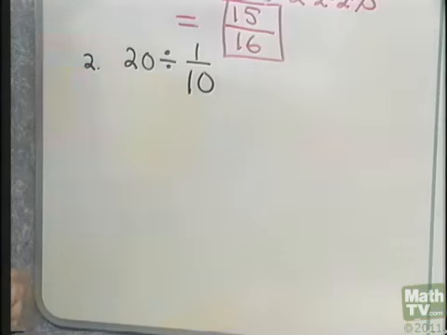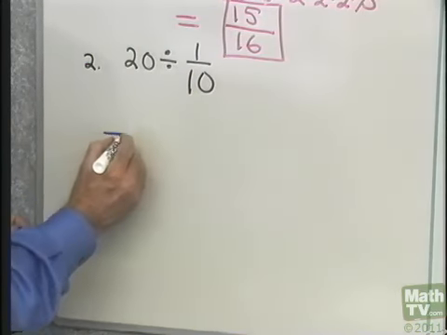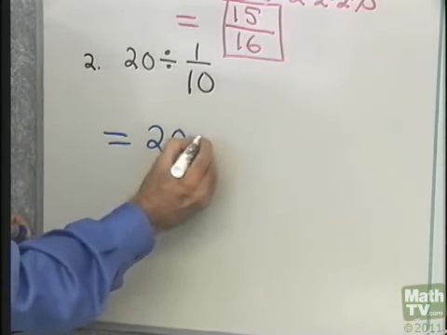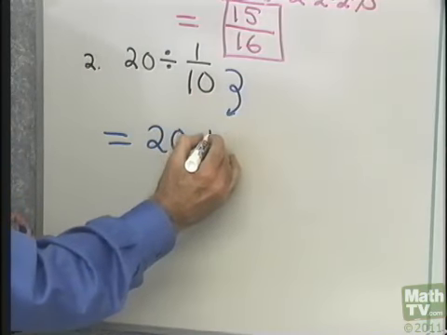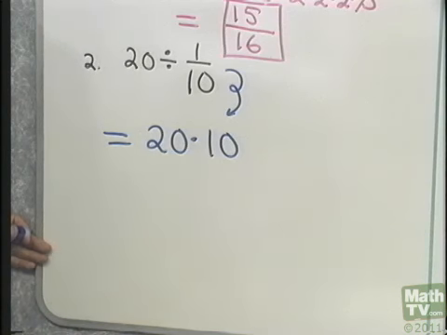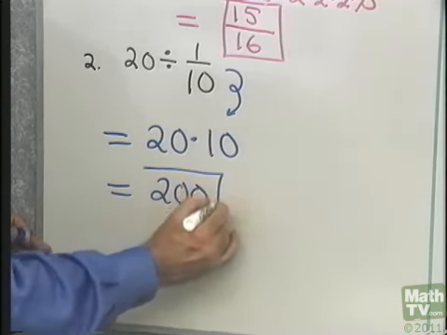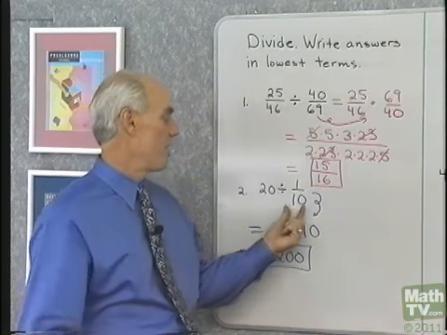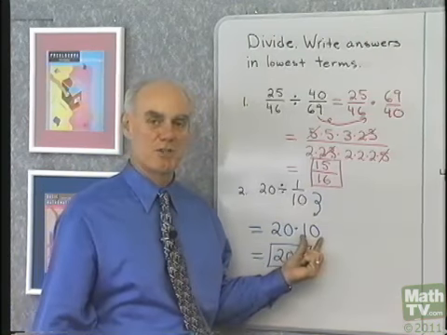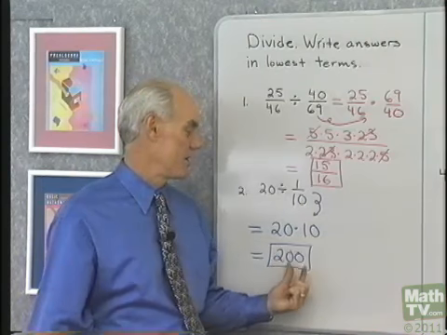Here's another example. 20 divided by 1/10. 20 divided by 1/10 is exactly the same as 20 times the reciprocal of 1/10, which is 10 over 1, or 10. 20 times 10, 200. So to divide by 1/10, we simply multiply by its reciprocal, 10. 20 times 10 is 200.